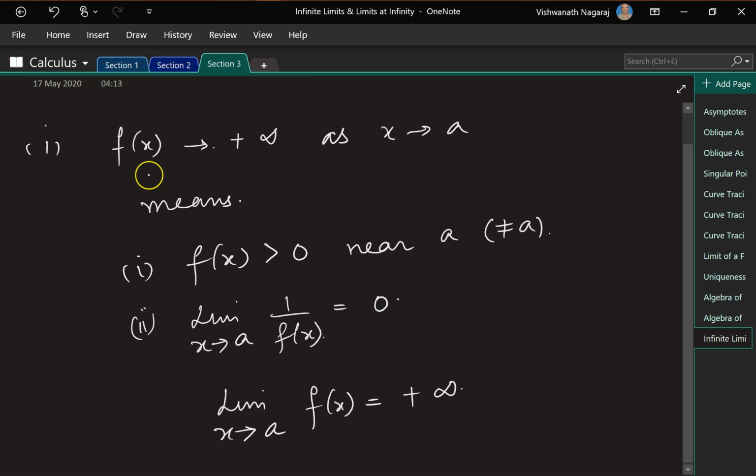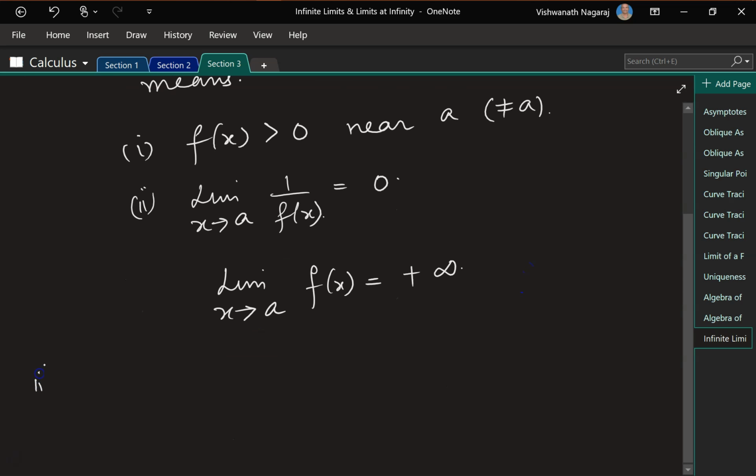So we say f of x tends to positive infinity as x approaches a, and when we say that, we mean that f of x is greater than 0 and the limit of its reciprocal is equal to 0. Okay, similarly, let's look at the second one.